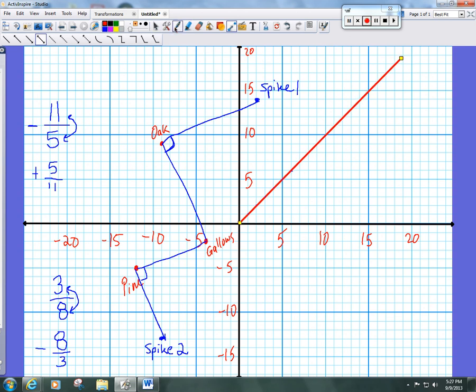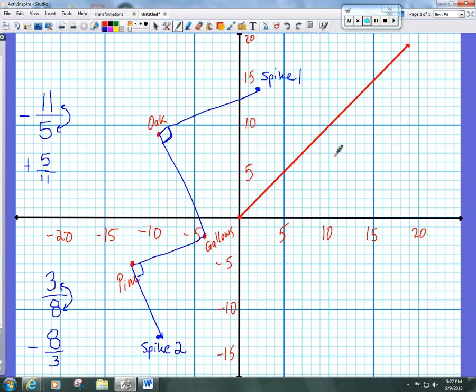Well, since I'm reflecting spike 1 over the line y equals x, I can count the distance I am from spike 1 to my line. So count diagonally. So I went 1, 2, 3, 4, 5, 6. Well, I have to go 6 more: 1, 2, 3, 4, 5, 6. And I put my point here. So here's my point, and I'm going to call that spike 1 prime.